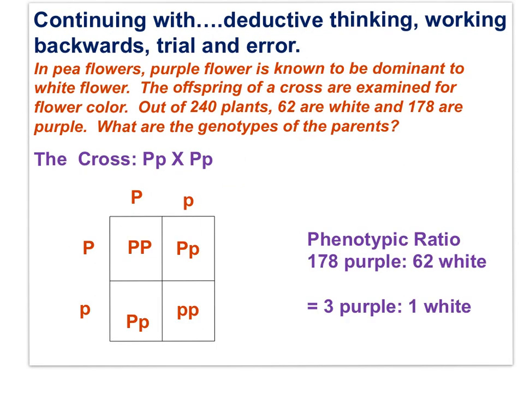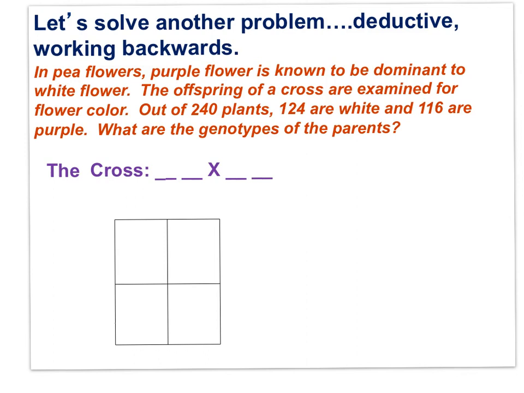Here's what the cross looks like. Remember, these provide the expected ratio. This is the actual ratio. We know that both parents are heterozygous in order to produce this particular outcome. Let's solve another problem backwards.